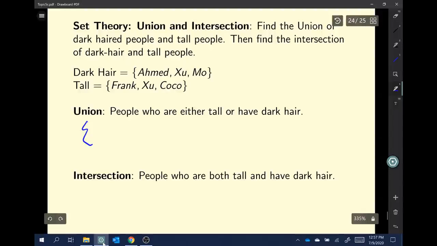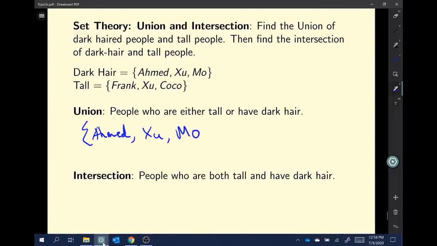So in this example, Ahmed has dark hair, so he's in that union. Zhu is in that union. They have dark hair. Mo has dark hair. Frank is tall, so even though he doesn't have dark hair, that's okay. He's in the union of dark-haired and tall people.